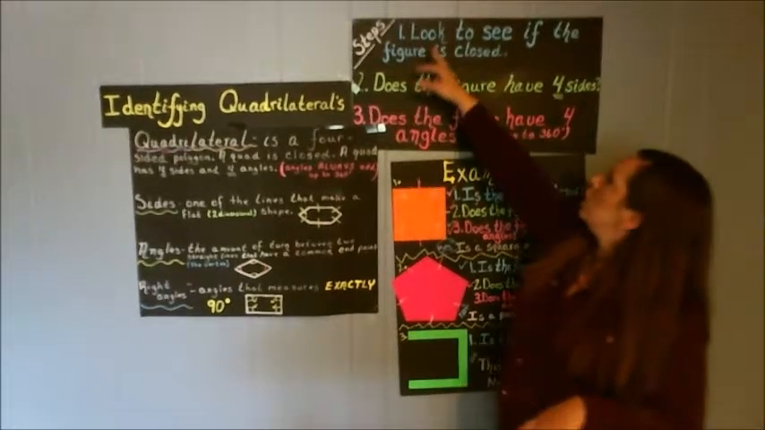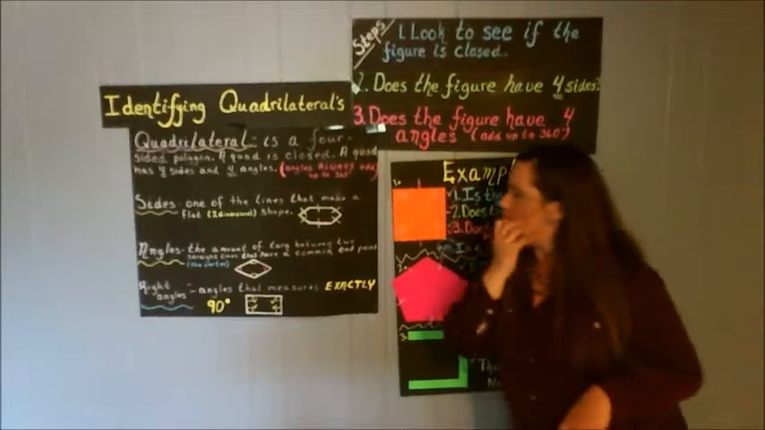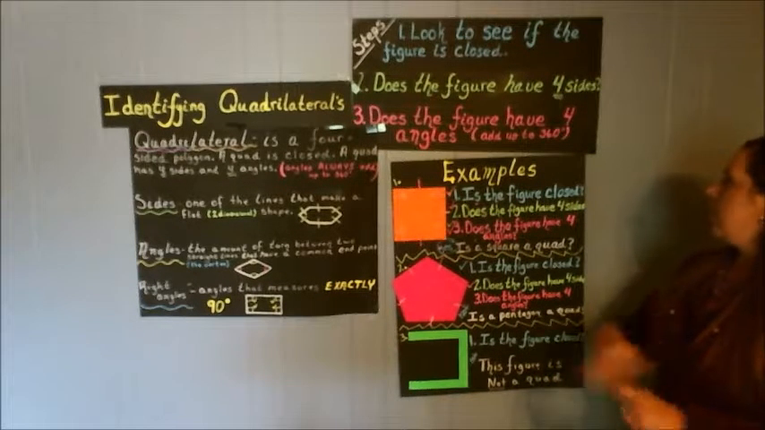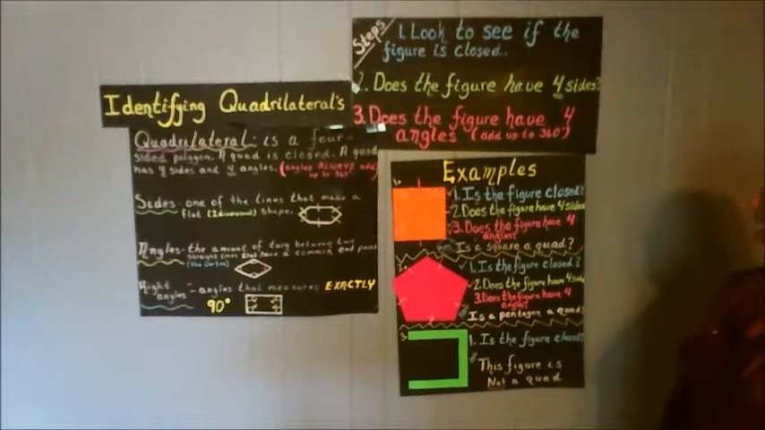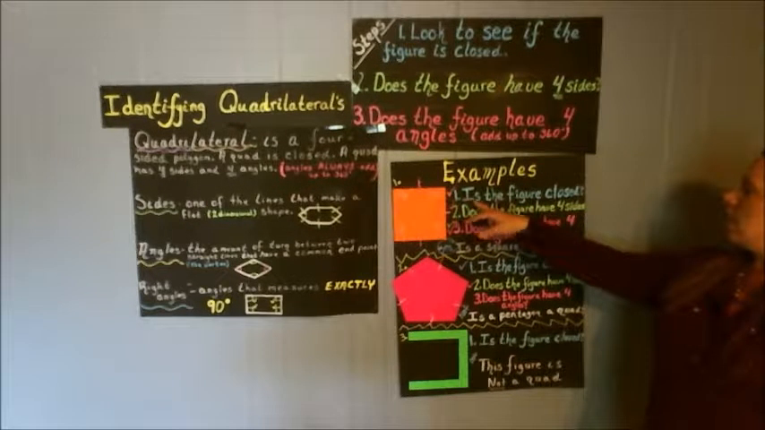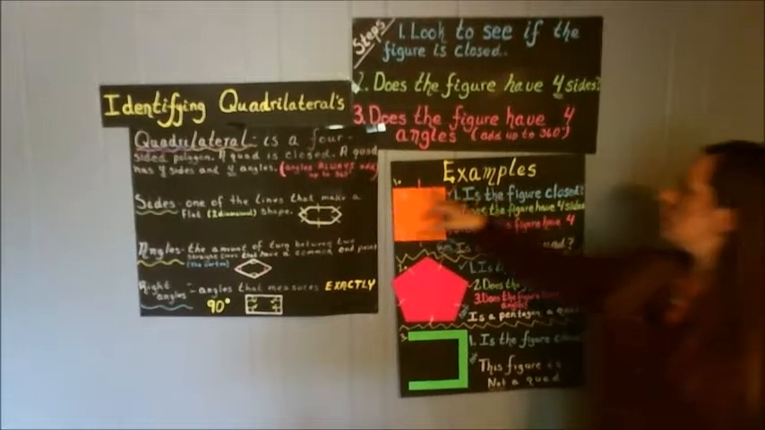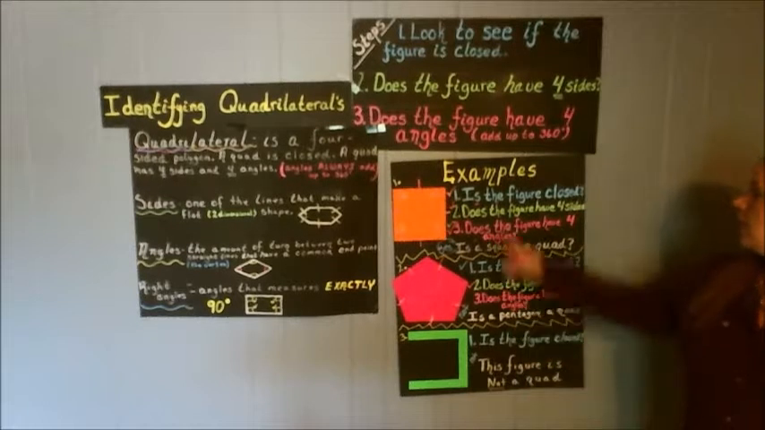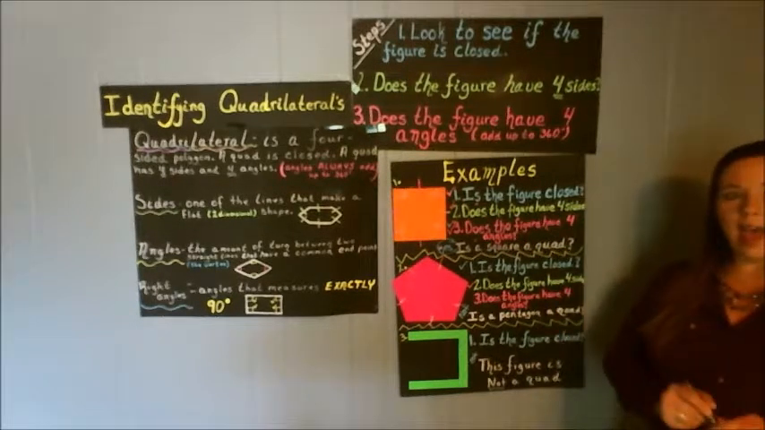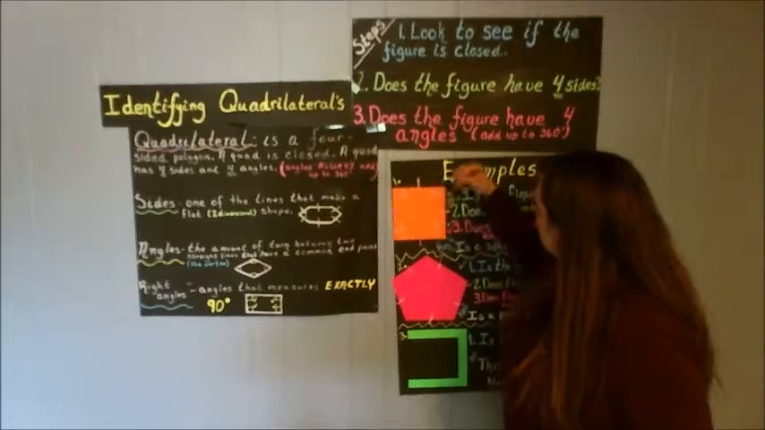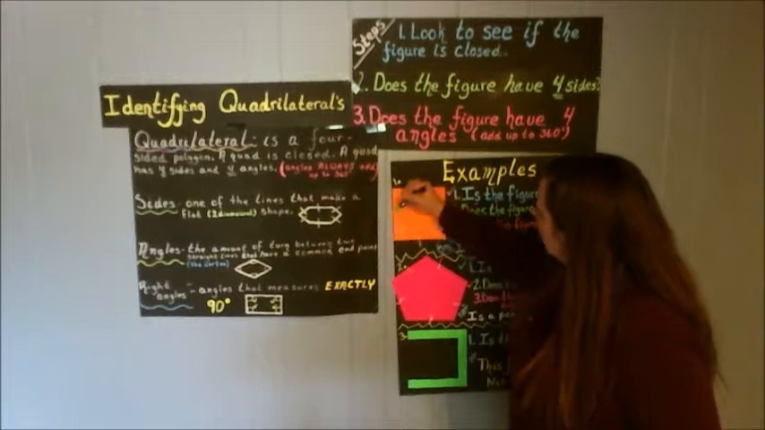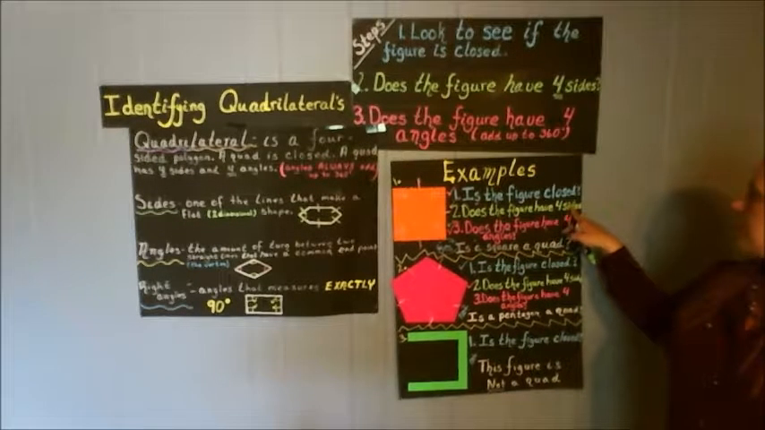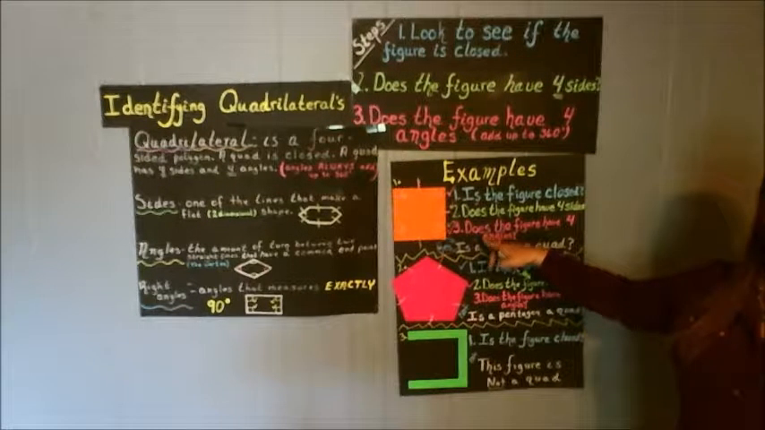Okay, now look to see if a figure is closed. That's step one. So let's look at example number one. We ask ourselves, step one, is the figure closed? Yep. This square, the figure is closed. Does the figure have four sides? Let's see. We have 1, 2, 3, 4. So check. This figure has four sides. Go to step three.